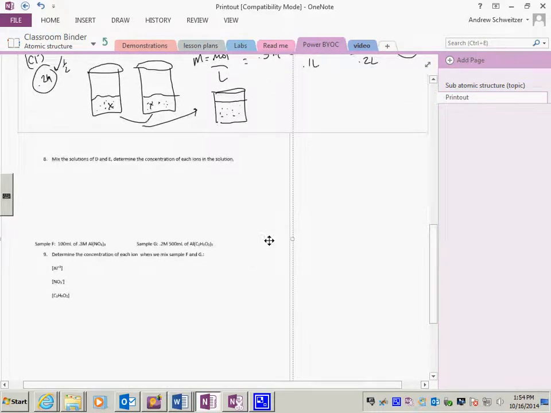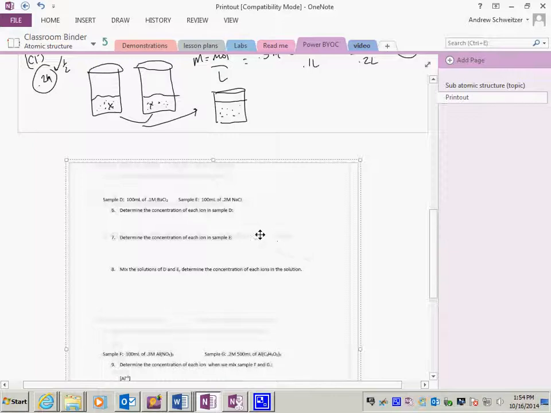All right. Next, we have a little different sheet here. I'm going to pull this up a little bit bigger here. The back side.